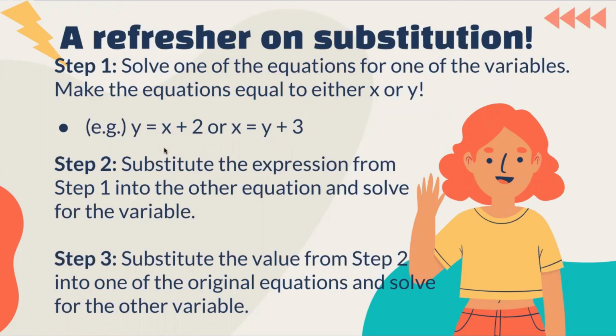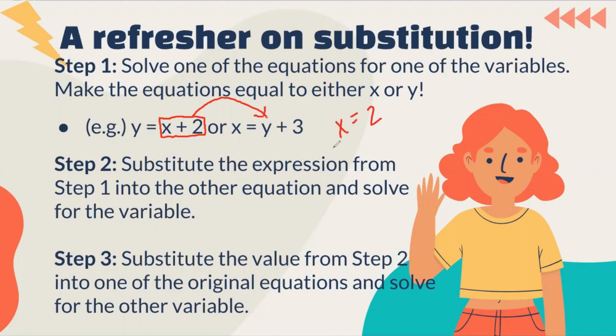Step 2, you're going to substitute the expression from step 1 into the other equation and solve for the variable. So what that means is that you're going to take, for example, this x plus 2, and you can go ahead and substitute it into the y value of your other equation, then solve for x. I'll go ahead and show you that more in depth once we get into an example. Lastly, you're going to substitute the value from step 2 into one of the original equations and solve for the other variable. So let's say that you went ahead and substituted x plus 2 into the y value of your other equation, and then you solved it and got that x equals 2.